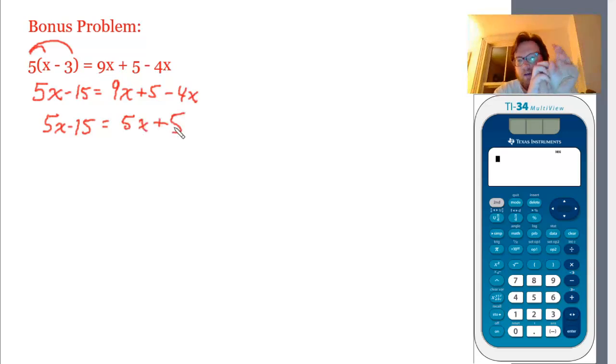What do you guys think? What's the answer? I'm not even going to tell you. Is this, there's one solution, there's no solution, or there's infinitely many solutions? All right, guys, think about it. Good luck. Godspeed.